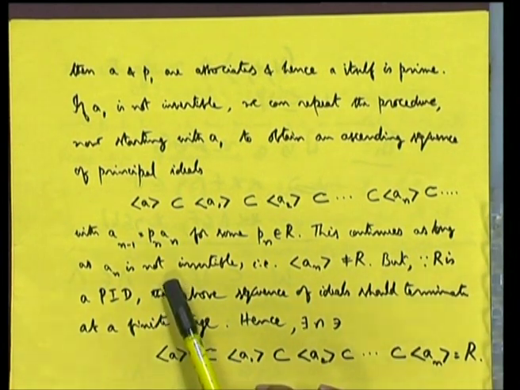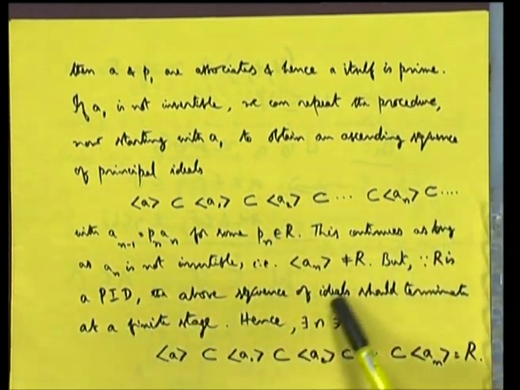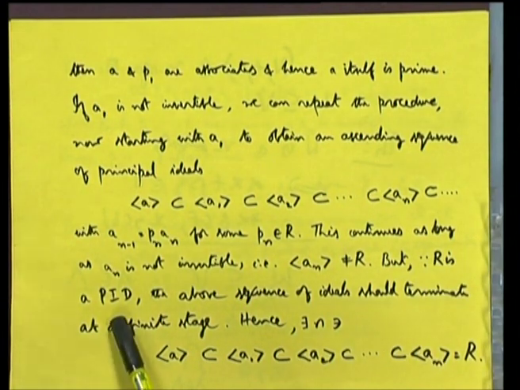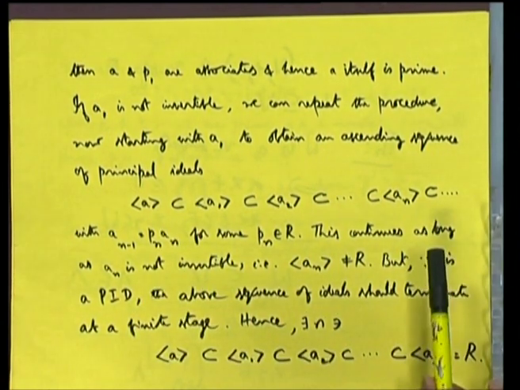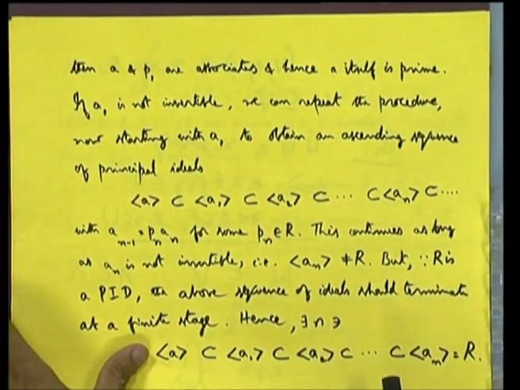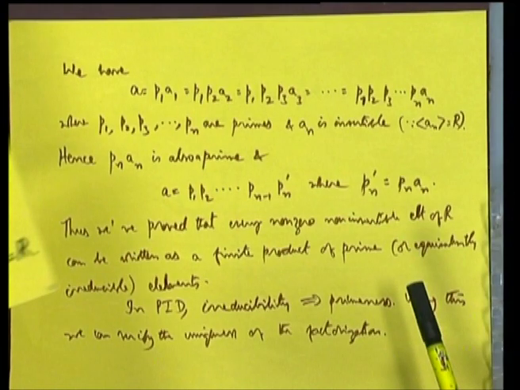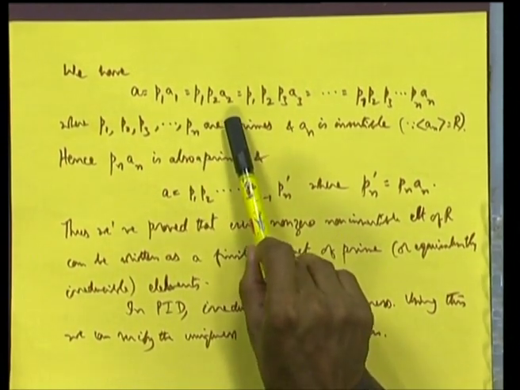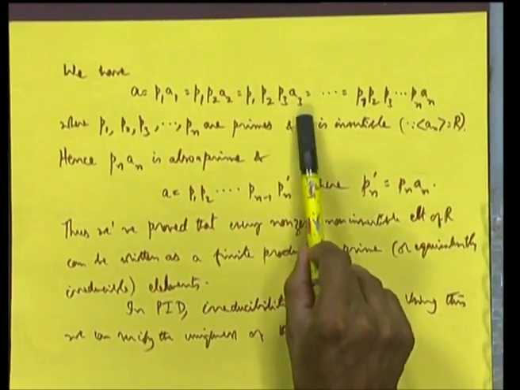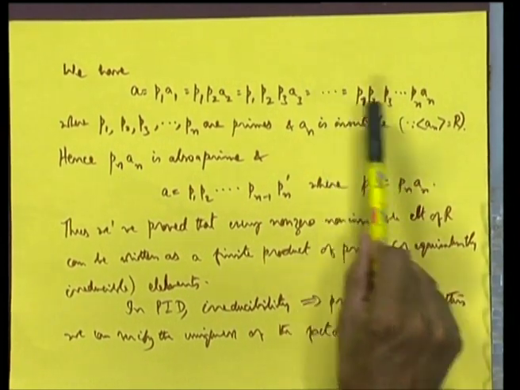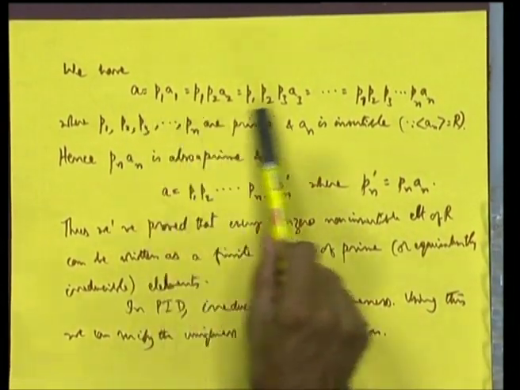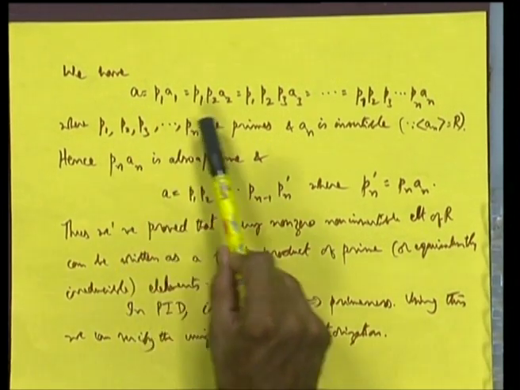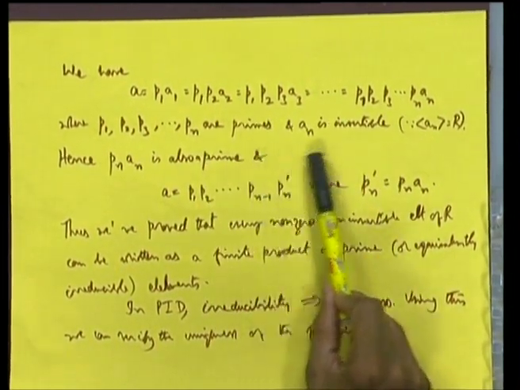This continues as long as an is not invertible, but our integral domain R is a PID, therefore this sequence cannot go on indefinitely. So let us assume that the ideal generated by an is equal to R. Here we have a is P1 a1 and a1 is P2 a2 and a2 is P3 a3 and so on, a(n-1) is Pn an. So we have these equalities. All these P1, P2, P3 up to Pn are primes and an becomes invertible.